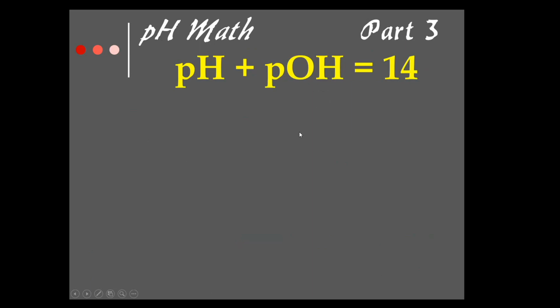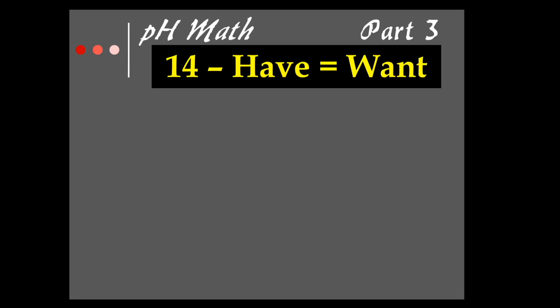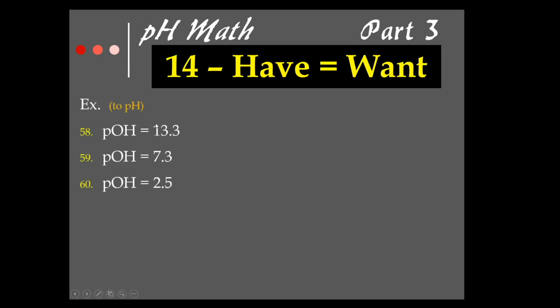Now, here's a new thing. This is where the number 14 comes into play. You can swap between pH and pOH using the number 14. 14 minus what you have equals what you want. That's how we can get from p of one thing to p of another. So with what I've got here, since I'm in standard notation, I'm going to take 14 minus 13.3, and shock, you get 0.7. And so this here has a pH of 0.7.